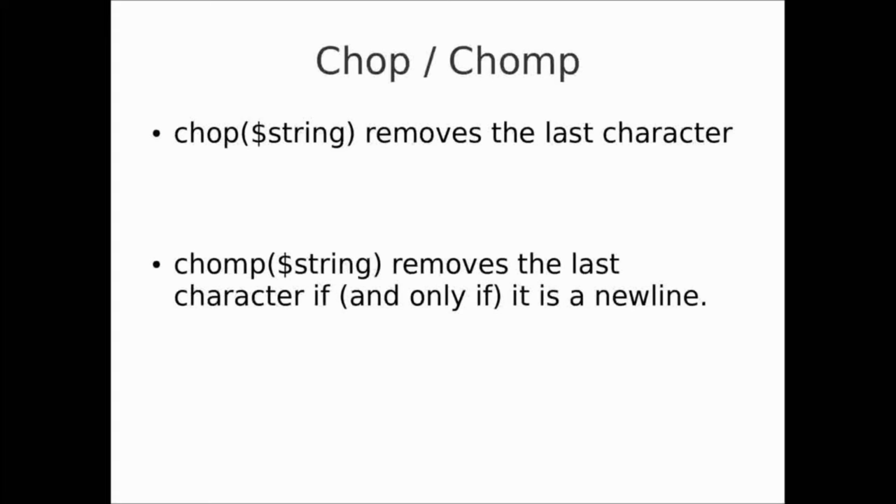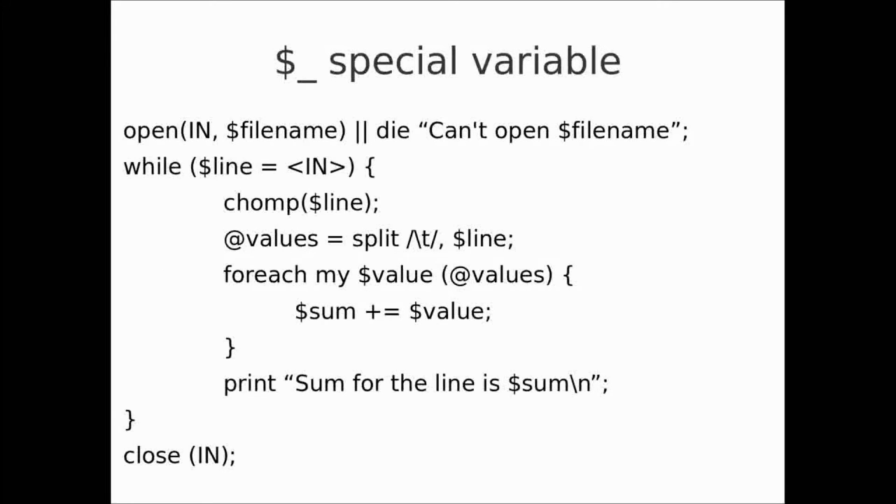I've already discussed special variables in Perl, and there's an extra special variable that Perl programmers use all the time, and it's called $_. $_ is used whenever you don't provide a variable for Perl to use. And let me demonstrate what I mean with this simple piece of code.